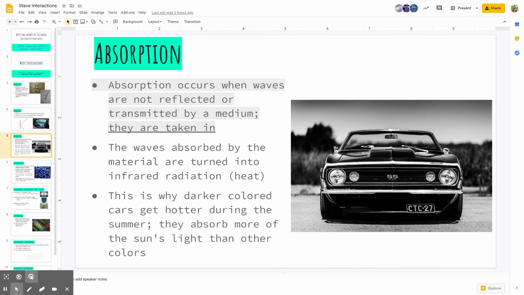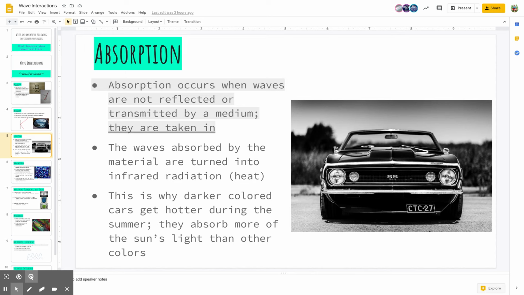The next interaction we're talking about is absorption. Absorption occurs when the waves are not reflected or transmitted by that medium, they're being taken in by that medium. If we think about a sponge absorbing water, it's that same idea. The objects are absorbing that light. When the waves are absorbed by that material, they are turned into infrared radiation, so they turn into heat.